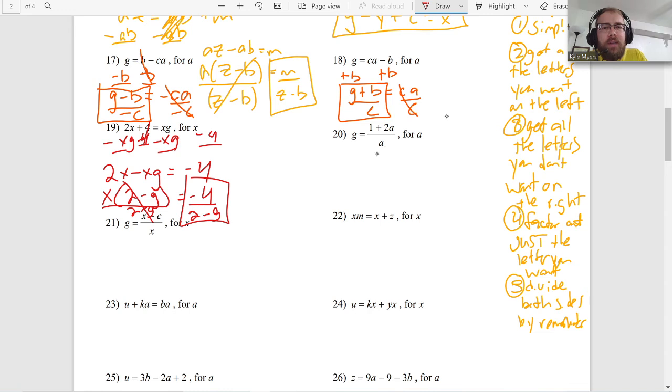All right, we want to get rid of the a in the denominator. Remember, we cannot solve for it if we have the letter in the denominator. So I'm going to do that. I got ag equals 1 plus 2a. Okay, so that was step 1. That was the simplify step. We got it out of the denominator.